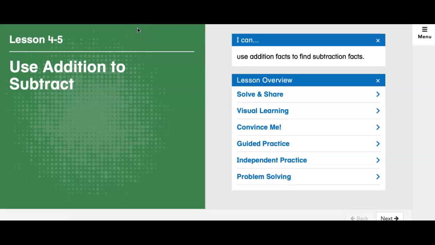Hi, and welcome to our math lesson for today. Today we are learning topic 4, lesson 5, use addition to subtract. Our learning intention for today is I can use addition facts to find subtraction facts. So let's get started.